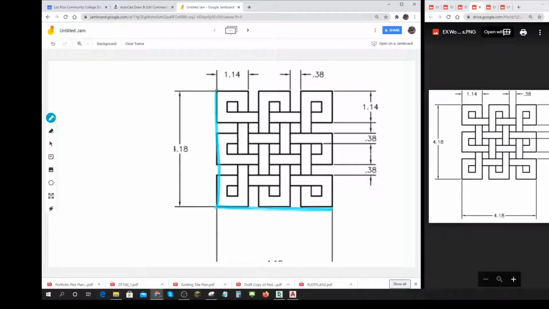And one 4.18 long. And then I'm just going to copy, copy, copy. And then I'll do the same thing here. Copy, copy, copy, copy, copy. So on and so forth. And then I'll start erasing, but it's the trim command, not the erase command.